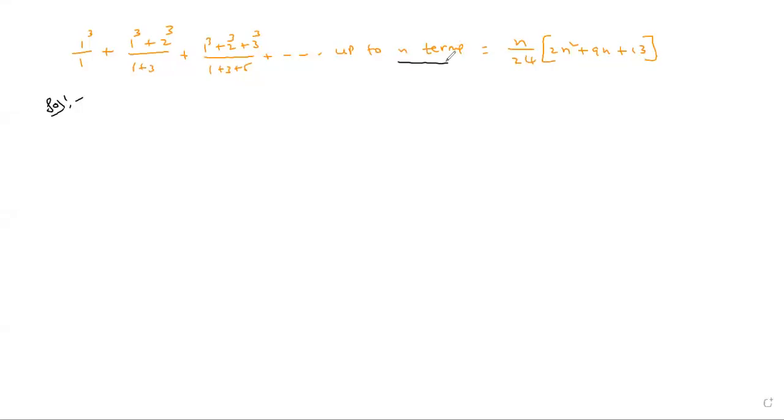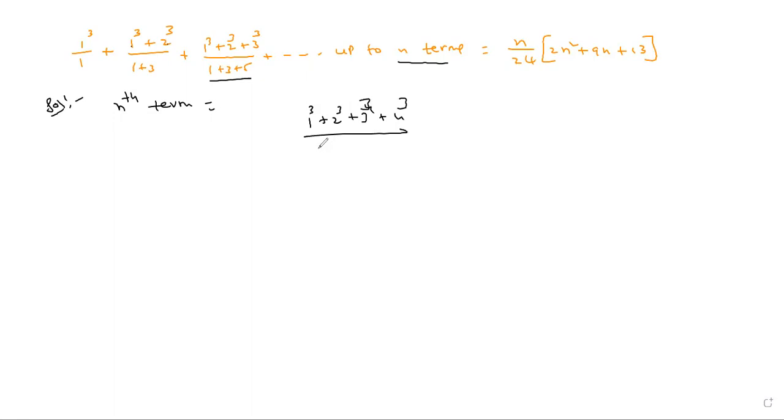Up to n terms is there. First find the nth term of the series. So the first term is 1 cube, the second term is 1 cube plus 2 cube. For the third term it is 1 cube plus 2 cube plus 3 cube. Then you can write the fourth term as 1 cube plus 2 cube plus 3 cube plus 4 cube.